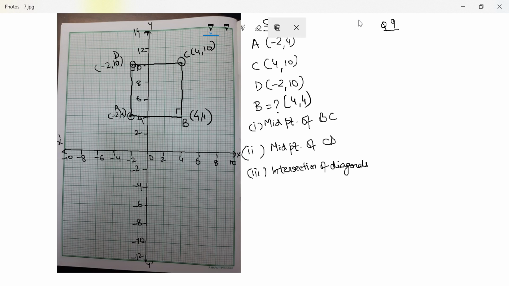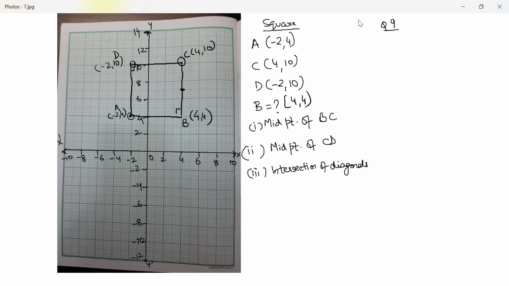Next part, I need to find the midpoint of BC. So this is BC. This is one block here, one block here. So this looks like the midpoint of BC, exactly in the middle of BC. Another way of finding the midpoint is adding the ordinates and dividing by 2. That gives you the midpoint, and similarly for the abscissa as well.